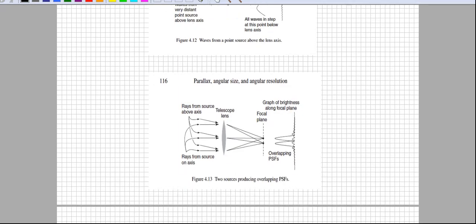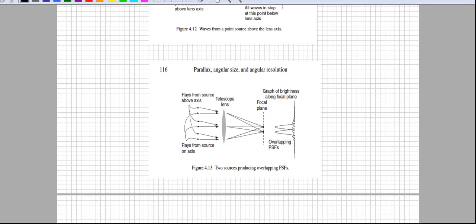So what happens if you have two sources, or two points on the same source? I couldn't draw the waves on here because it just got too confusing, so I just do these rays. Here are the ones that are coming in from one source, that is the one above the axis. Here are the ones coming in from the source on the lens axis. And just as before, each produces a point spread function, one on the axis, one below the axis. Here are those two point spread functions.